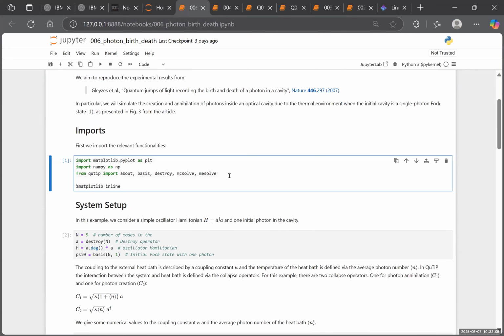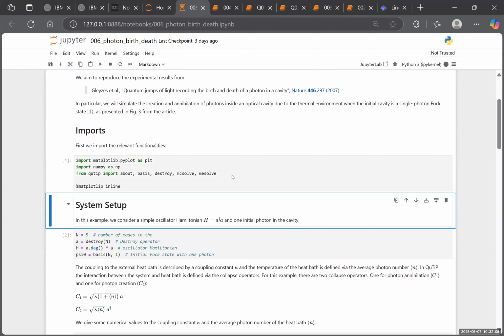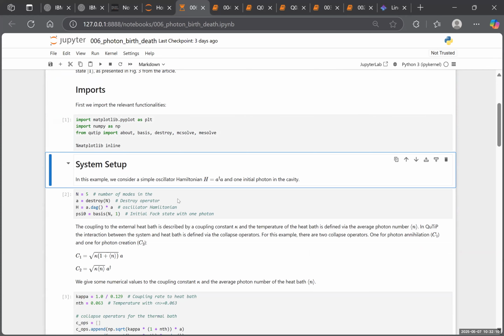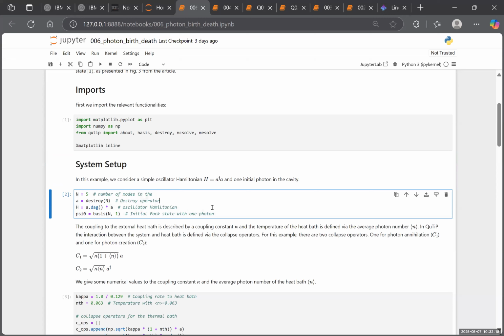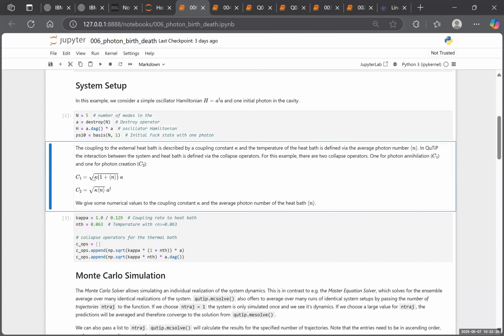Okay, so let's import the basic things. Set up the system, right? So the system is very simple. Just A dagger A. And there's one photon in the cavity. We truncate up to 5, actually four photons, up to 4 photons, including the vacuum. Okay. You set the jump operator or collapse operator with A and A dagger.